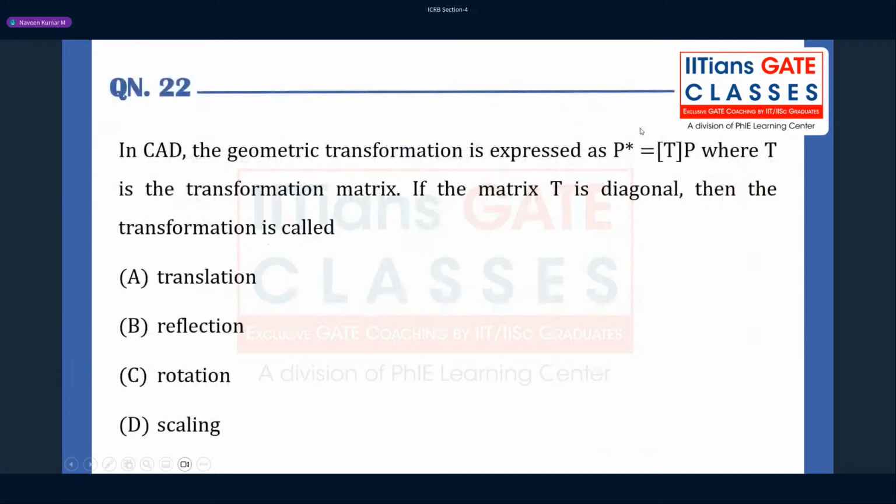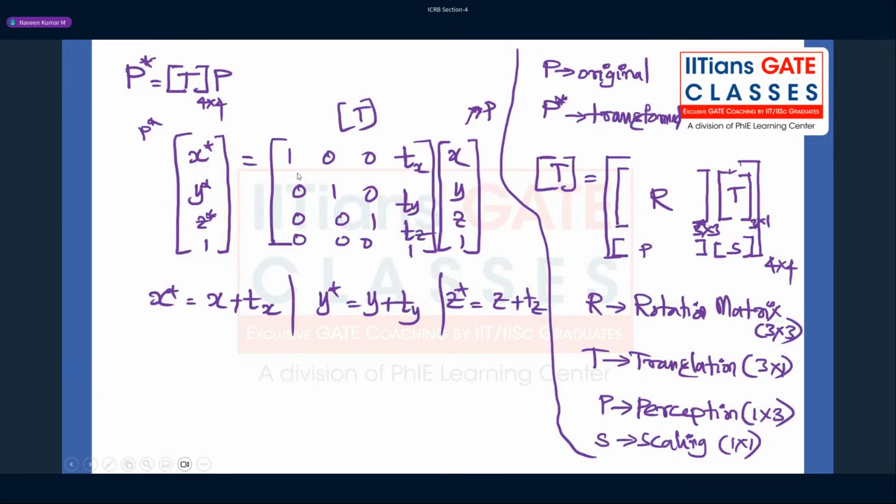But here in this question, they're asking where T is a diagonal matrix. Diagonal in the sense only diagonal elements should be present. All the elements should not be there. Only diagonal elements should be active. So that's the reason why this is not the right answer for our question, because off diagonal Tx, Ty, and all these things are having some values, right? So hence this is not the answer.